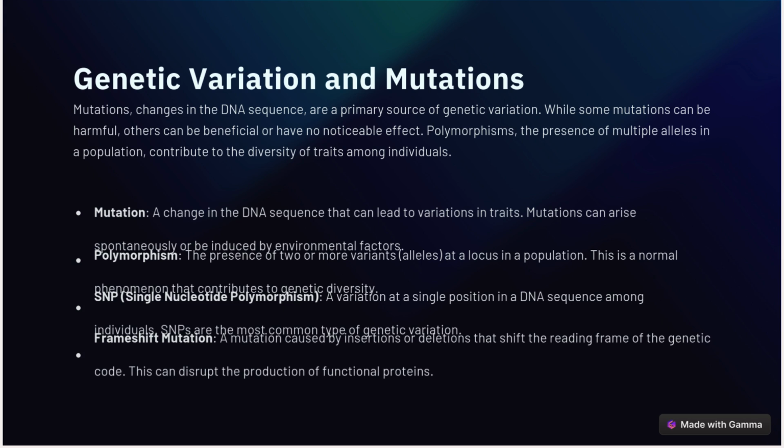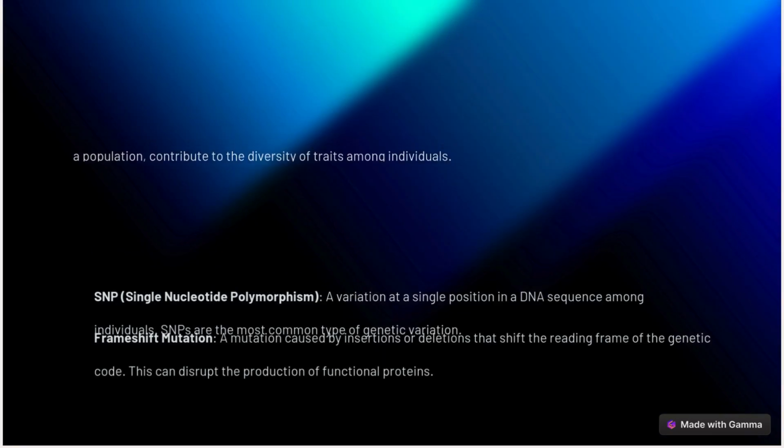SNP, single nucleotide polymorphism, a variation at a single position in a DNA sequence among individuals. SNPs are the most common type of genetic variation. Frameshift mutation, a mutation caused by insertions or deletions that shift the reading frame of the genetic code. This can disrupt the production of functional proteins.